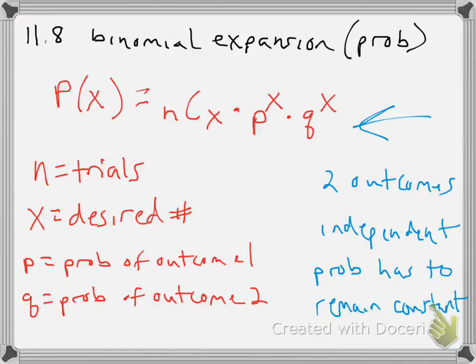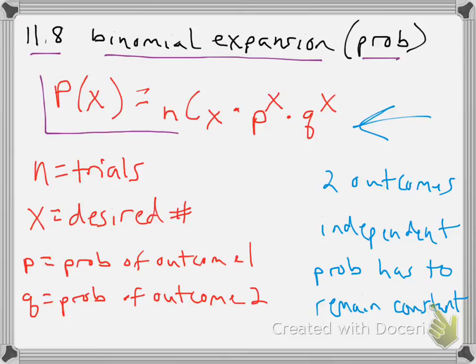Okay, so I recorded this live and it didn't really work out too well. So I'm just going to kind of leave the slides up here and re-record the voice to walk you through everything. So we'll use purple here. This is 11.8, binomial expansion with some probability in there.